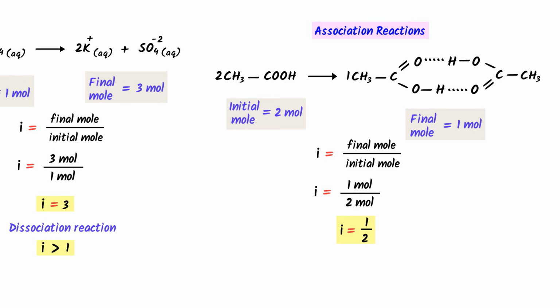Remember that Van't Hoff factor of association reaction i is always smaller than 1. Let me repeat it. Van't Hoff factor of association reaction i is always smaller than 1. Hence note down these basic concepts of Van't Hoff factor. Now I will teach you some advanced concepts of Van't Hoff factor for competitive exams. Firstly, we will learn one important relationship, I mean the relationship between Van't Hoff factor and degree of dissociation or association. I will teach you a super easy method to form this relationship for any reaction.